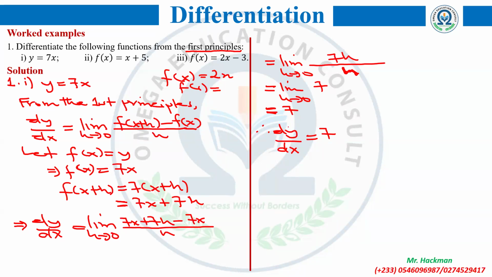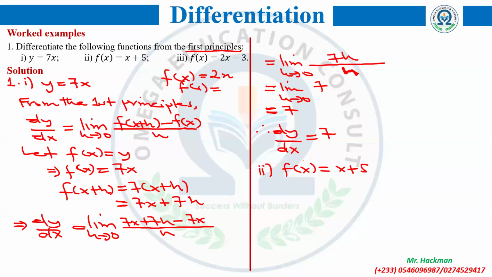Now I'm moving from I to II. What are we given? We are given f of x is equal to x plus 5. We need to differentiate this from the first principle. As you mature, you can choose not to write the first principle, just quote the formula. We know that's the formula for the first principle. So I'm going to deal with it maturely now.